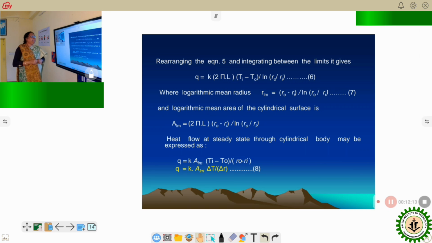So rearranging equation number 5 and integrating between the limits, it gives that Q equals K into 2 pi L into Ti minus To divided by ln of Ro by Ri. That is equation number 6. The logarithmic mean radius can be given as r_lm equals Ro minus Ri divided by ln of Ro by Ri. And the logarithmic mean area of the cylindrical surface is given by A_lm, that is equal to 2 pi L into delta R divided by ln of Ro by Ri. So heat flow at the steady state through the cylinder body may be expressed as Q equals K into A_lm into delta T by delta R.